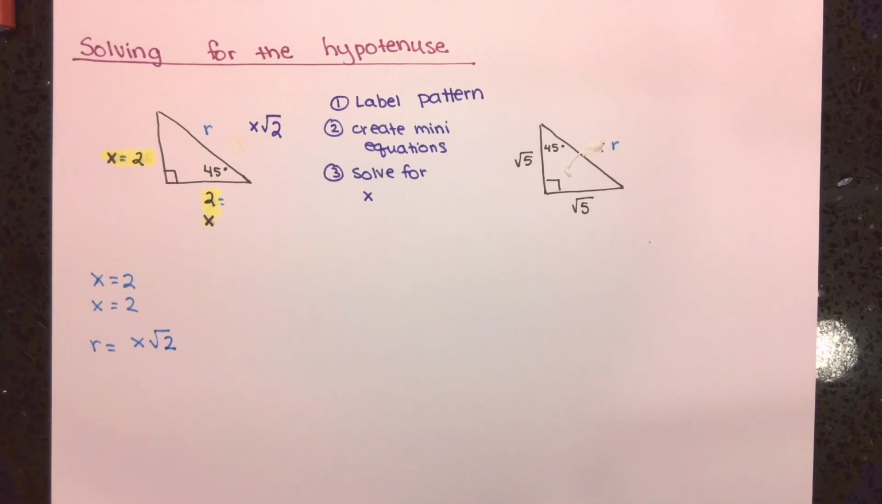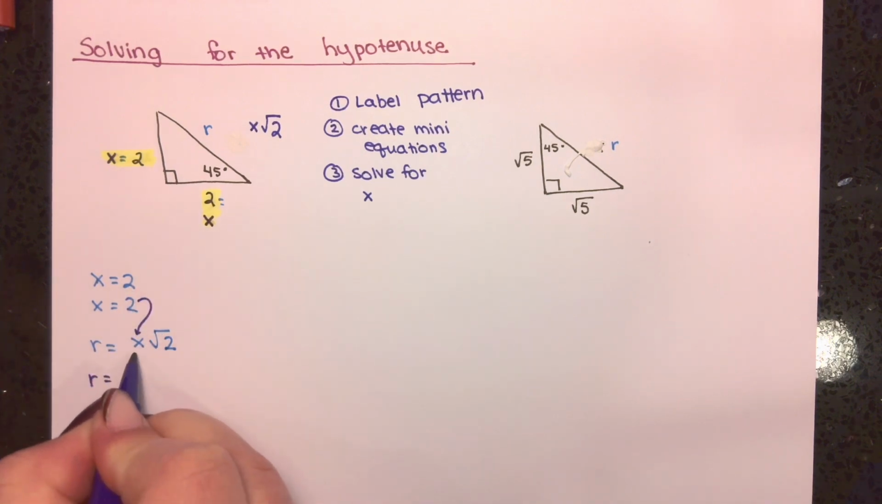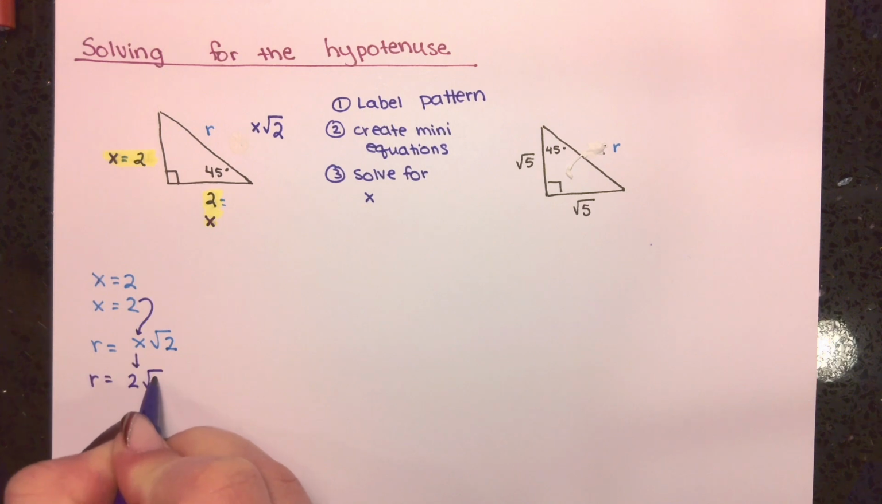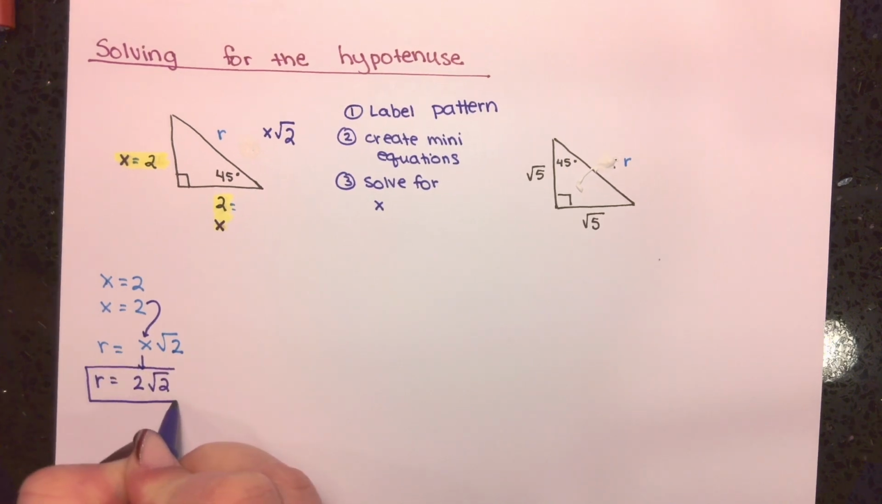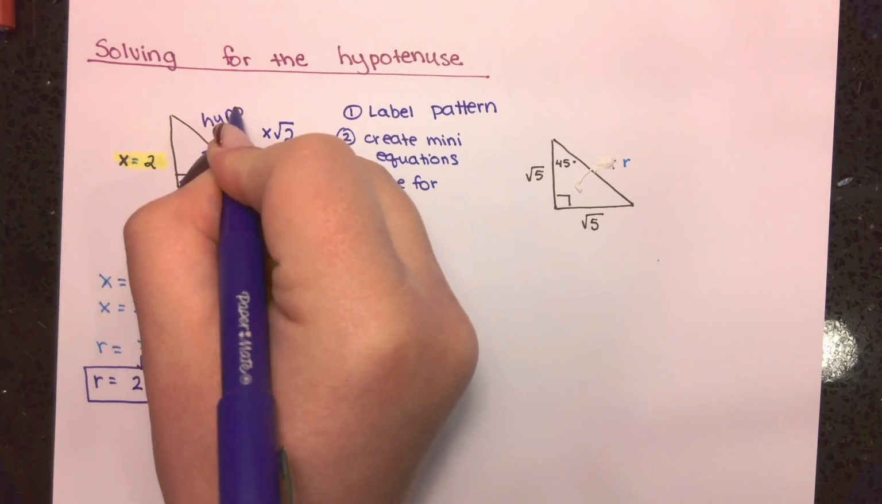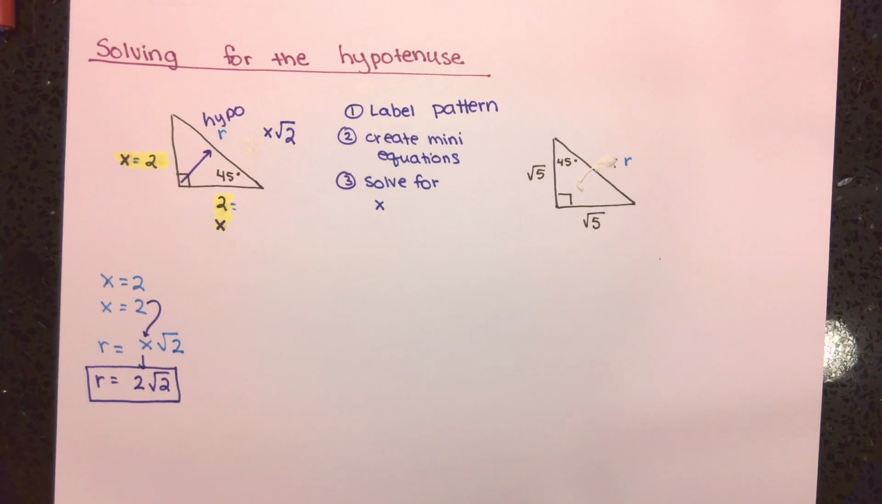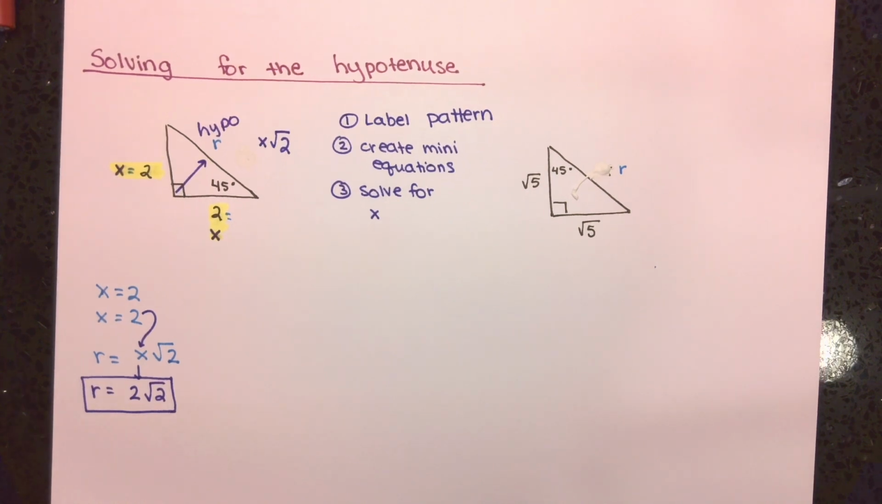Well, if x is equal to 2, we can take that 2, replace it, and have 2 root 2 as our r value, which is our hypotenuse across the street from the 90-degree angle. And that's your answer. As long as you have the pattern memorized, you're going to be okay. Now, yes, there will be a little bit more challenging questions you'll see, but that's pretty much the gist of it. Label your pattern, create mini equations, solve for your x value.